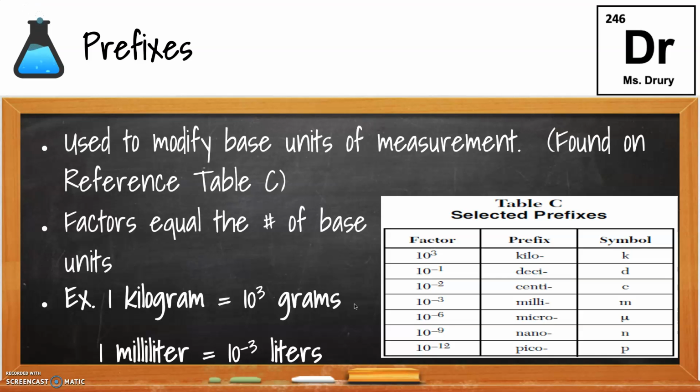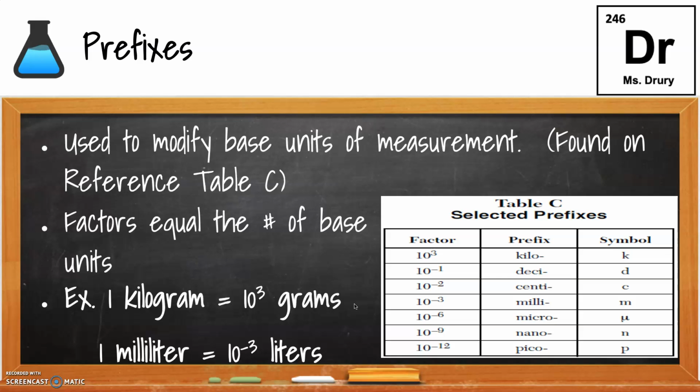The prefixes are used to modify the base unit of measurement, and they're found on table C. So these are both on the front of your reference table. The factors are equal to the number of base units. In other words, if you're talking about a kilogram, it's 10 to the third grams. If it's kiloliters, then it's 10 to the third or 1,000 liters. If you're saying kilometers, that would be 10 to the third meters or 1,000 meters. So it works for every unit on table D.